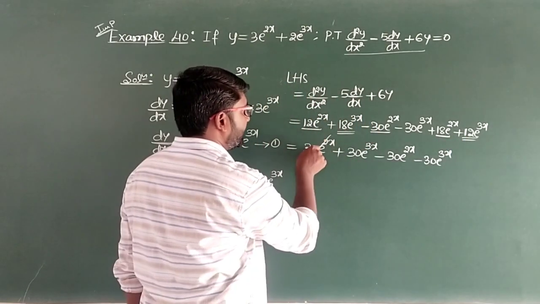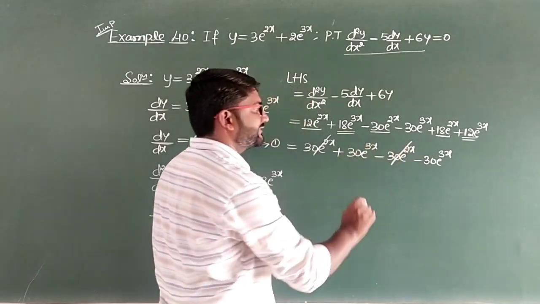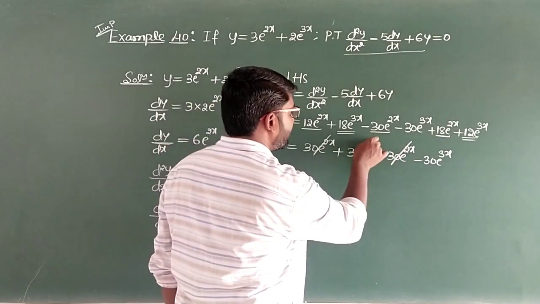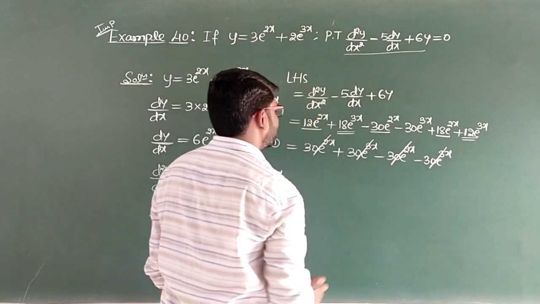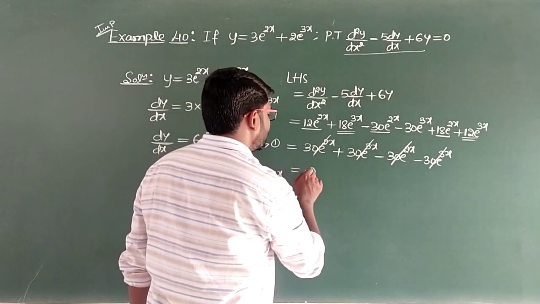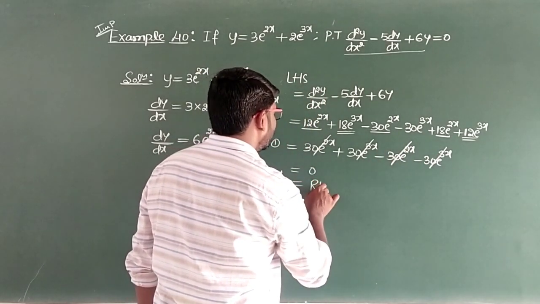So here plus 30 e power 2x minus 30 e power 2x cancels, and then 30 e raised to 3x and minus 30 e raised to 3x cancels. This is equal to 0. So this is going to be our right hand side.